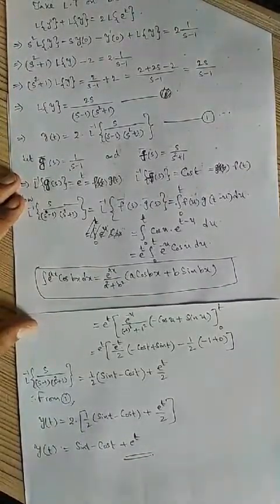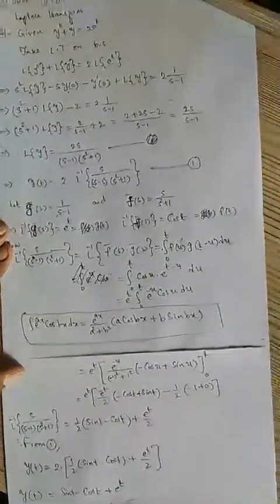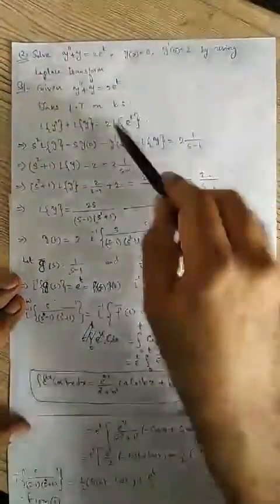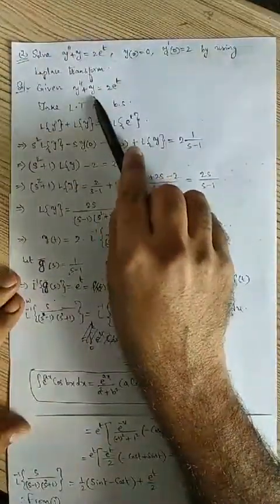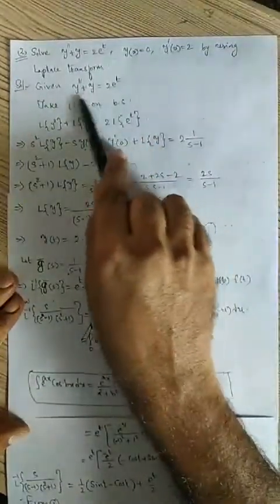Right? Hope you have understood this problem. I will explain this problem once again. See it carefully. This is the given equation, y double dash plus y equals 2 into e power t. We have to take the Laplace transform on both sides of this equation.